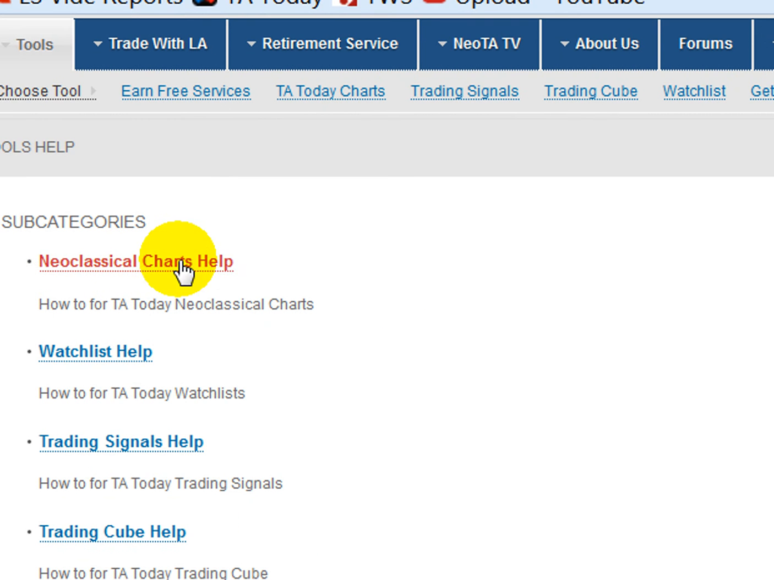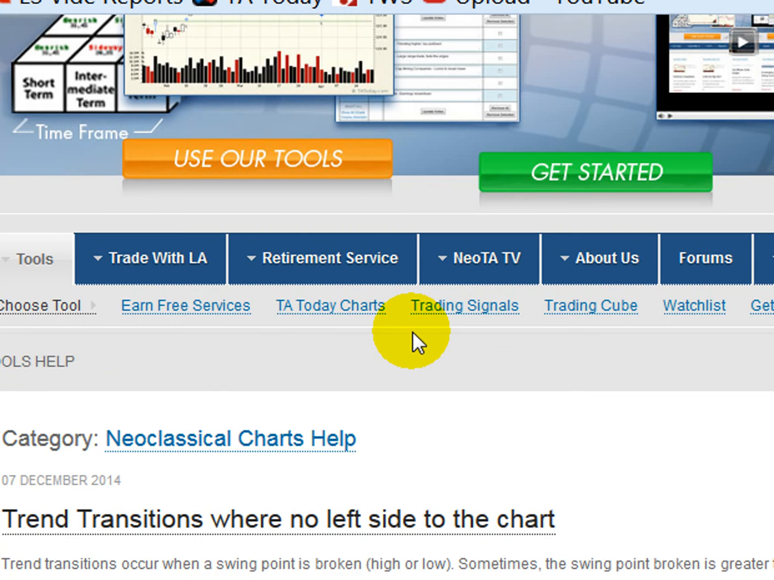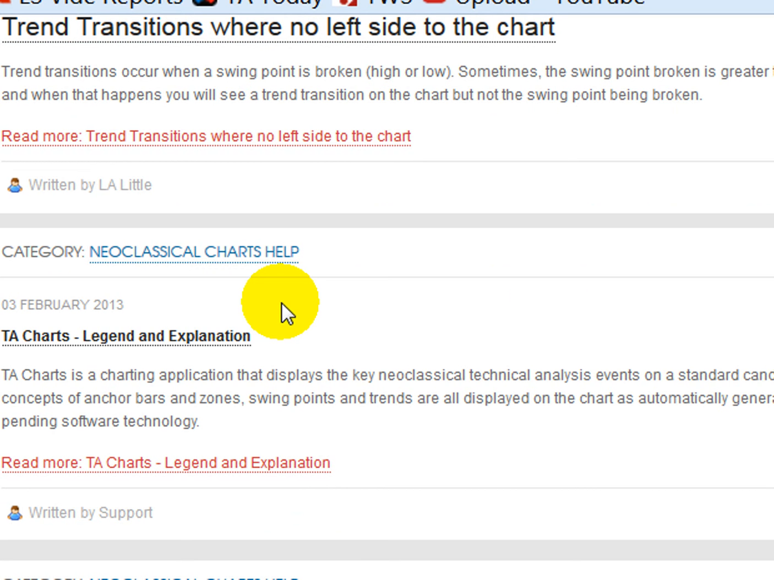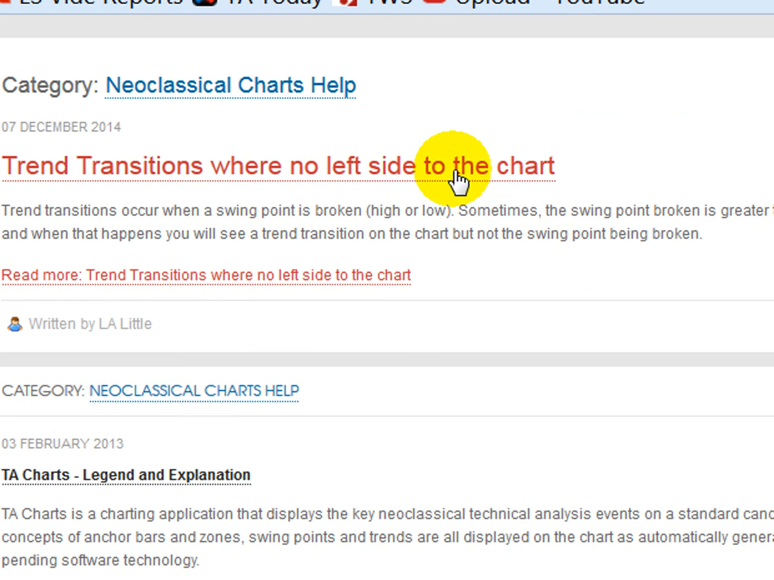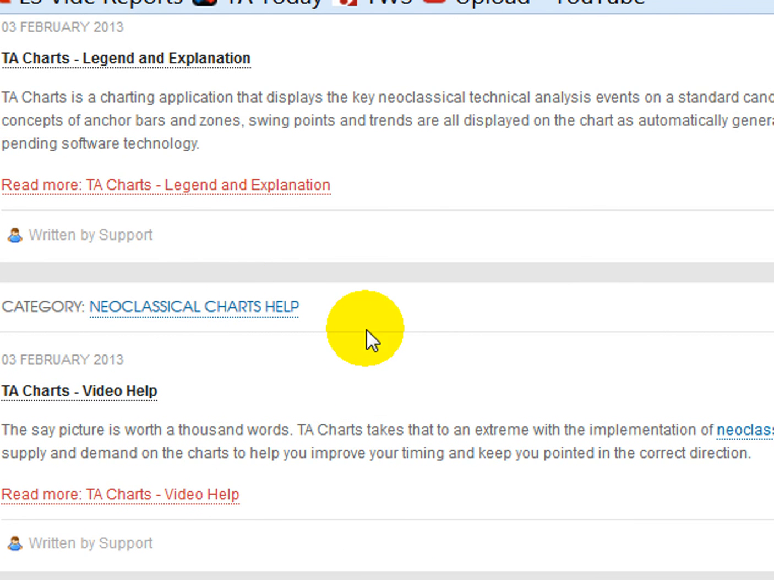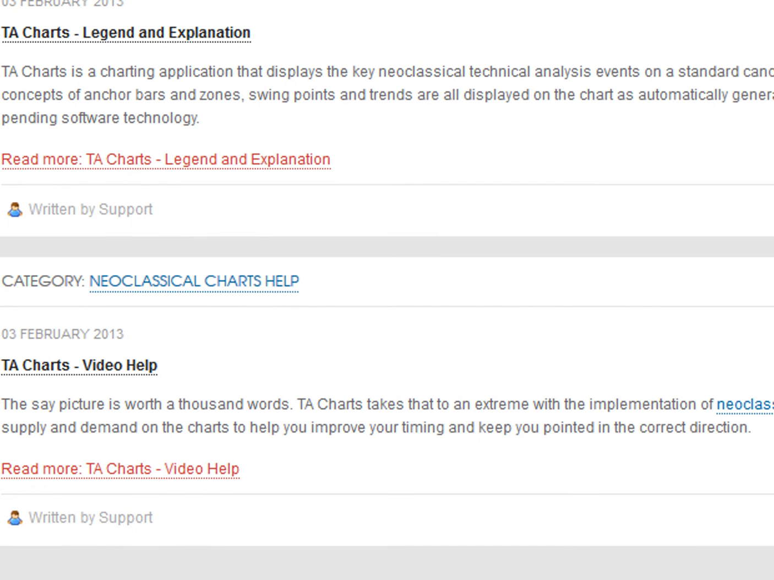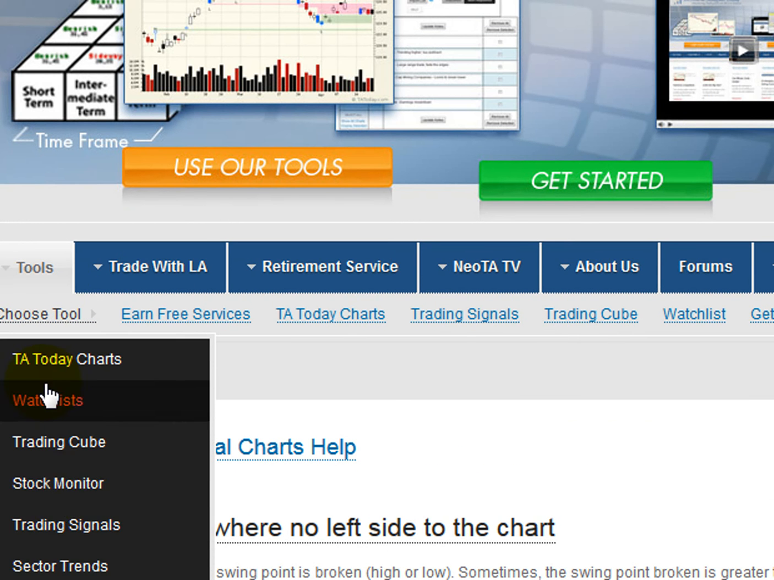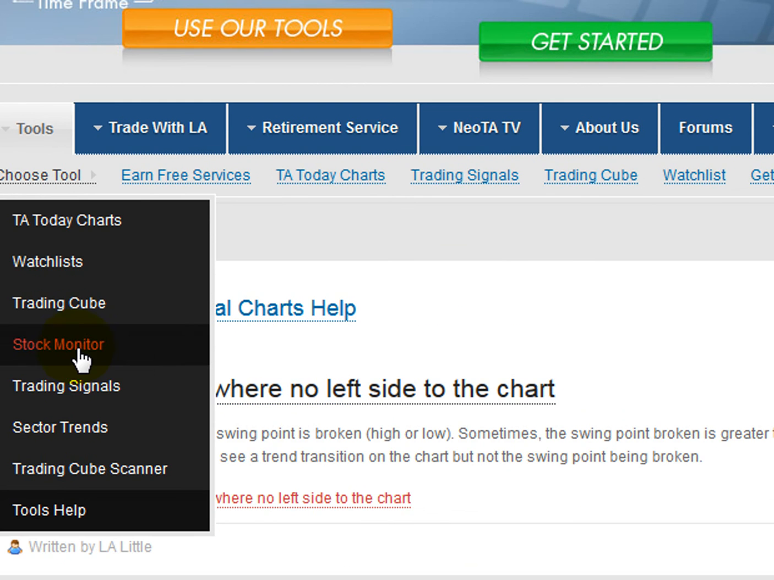You can pop into any of them. Like if I go into the Chart Help screen and I click on it, then I'm going to see those articles that are out there. There's some help, some legends and explanations, and the trend transitions when there's no left side chart. Those are some questions that people have asked, and so we just made some help screens here to help you out with any questions you may have regarding the tool and the site. And so if I pop back up to the top, go to that pull down menu.